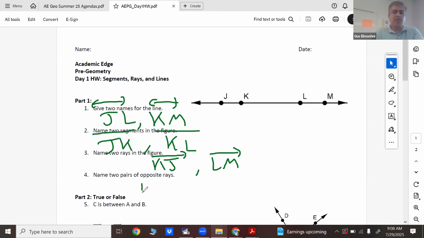If you're to say KJ, K is going towards J, then I would say KL. K is going towards L. So you have the same endpoint but opposite directions. And again, there's like multiple answers. You don't have to have exactly these answers, just multiple answers.